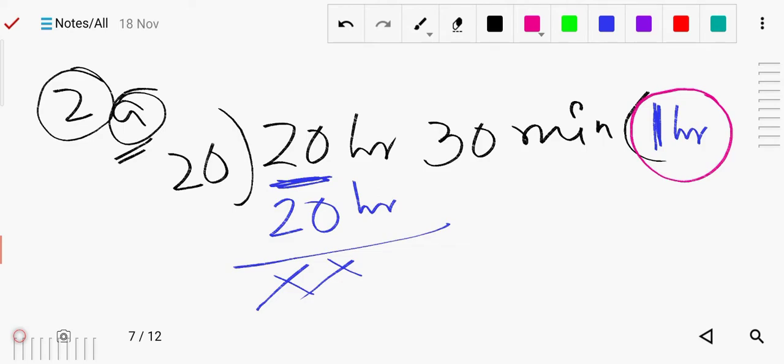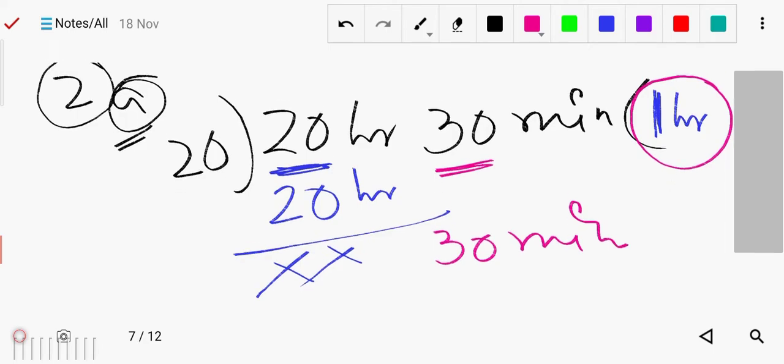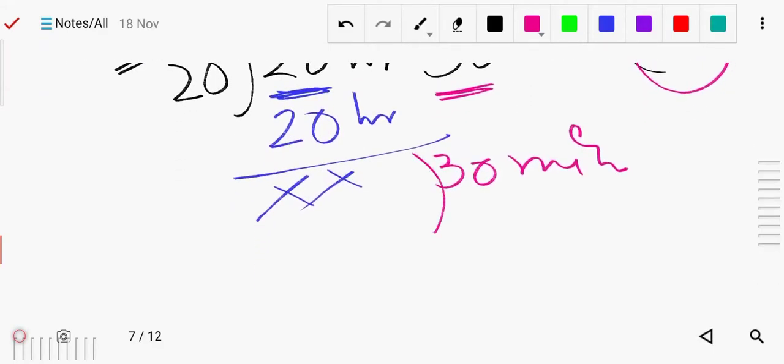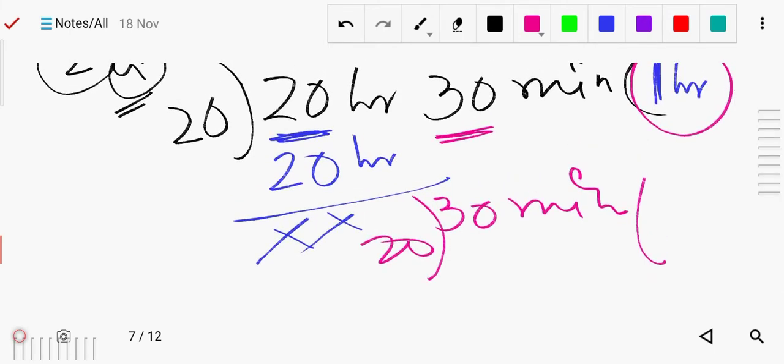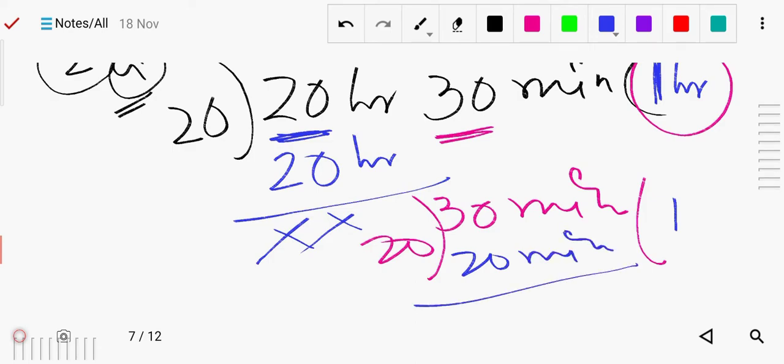Now this 30 will come down, the minutes. So this is now 30 minutes. Now this 30 minutes will be divided by 20 again. Separately we will do it. Now 20, how many times again will we do? So this is one time, so 20 will be there, this is the 20. You can write minutes.